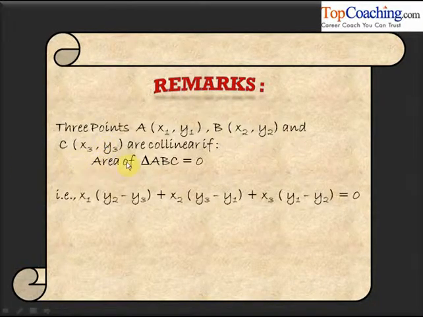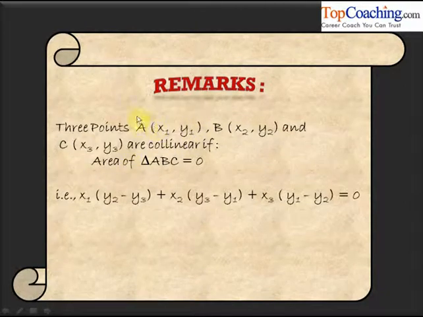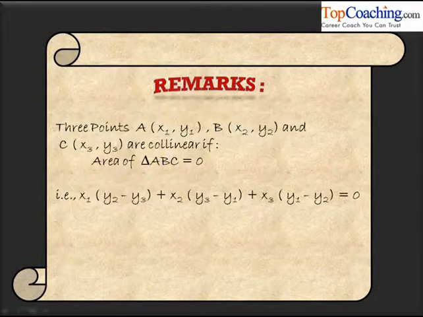Now we also know the formula for finding the area. The coordinates of the 3 vertices are given. Therefore we equate it to 0 and get the condition: x1 into (y2 minus y3) plus x2 into (y3 minus y1) plus x3 into (y1 minus y2) should be equal to 0. So if we have been given 3 points and this condition holds, then we can definitely say that the 3 points are collinear, or they lie in a straight line.